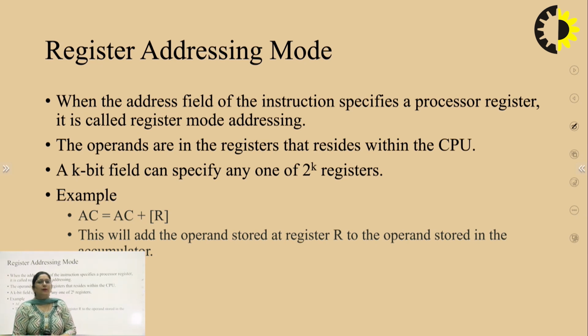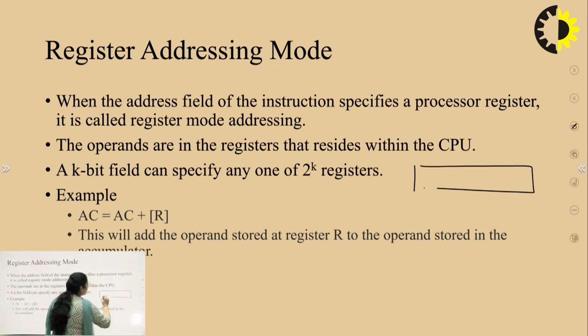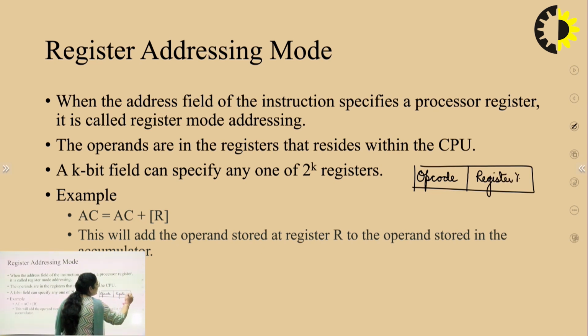A register is made of flip-flops, and each flip-flop can contain 1 bit of information. So when the register addressing mode is used, where the address field of the instruction specifies a processor register, it is called register addressing mode. In this instruction we have the opcode field, and in the address part we specify the register number.